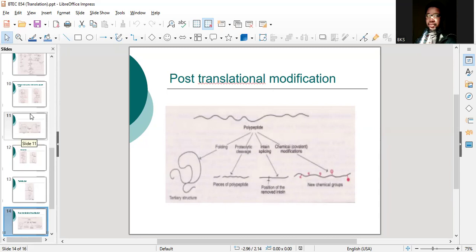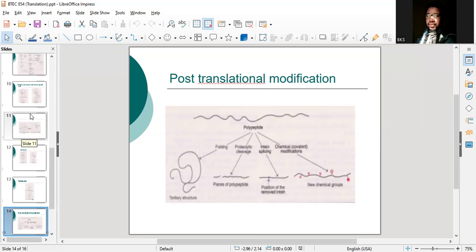So the next one, we have intein splicing. We have inteins and exteins, just like introns and exons, where some intervening sequence of amino acids is not necessarily needed for a given peptide and therefore needs to be removed. Once they are removed, the exteins come and join together to give a functional protein.